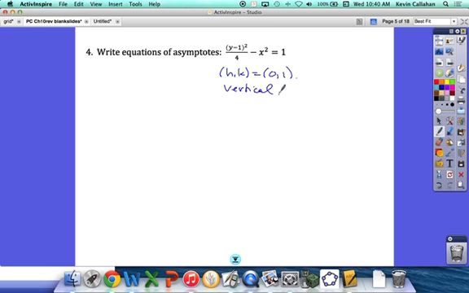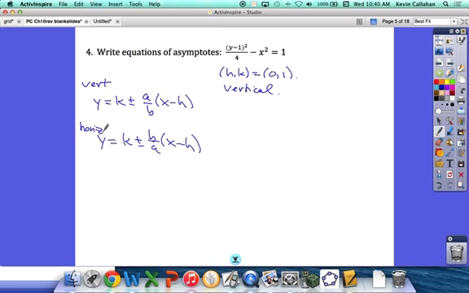Now we have equations for the asymptotes. There's two different forms. y equals k plus or minus a over b times (x minus h), or y equals k plus or minus b over a times (x minus h). Which one do we use on this one? This is the one you use if it's vertical. This is the one you use if it's horizontal. If it helps, sketch a little bit of the graph. It'll become pretty clear.